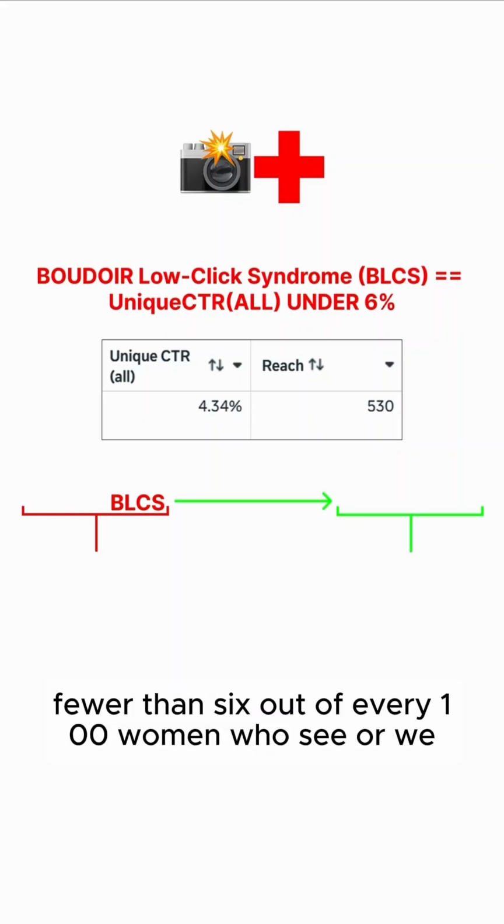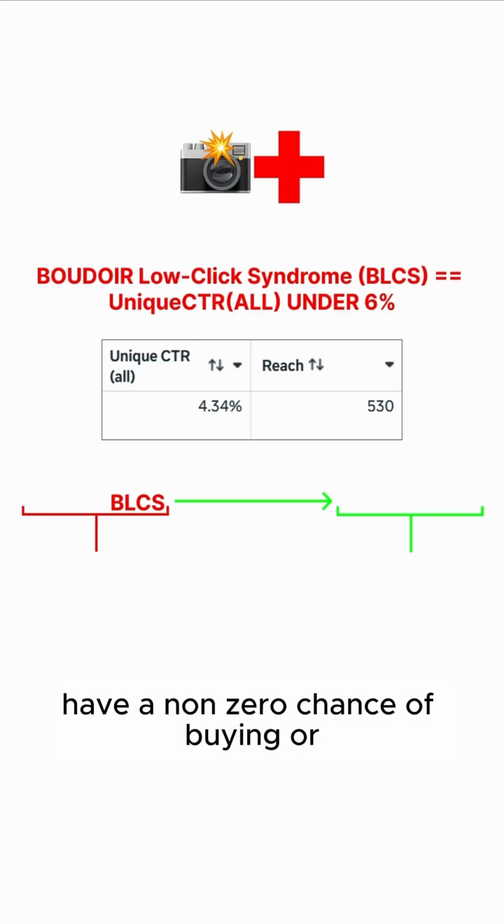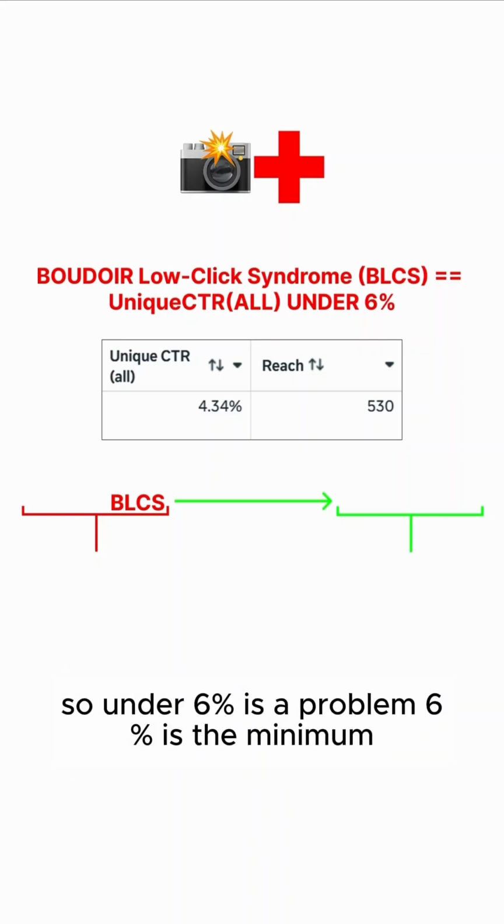which means fewer than 6 out of every 100 women who see our ad, or who we pay to get our ad in front of, have a non-zero chance of buying, or a chance higher than 0% of buying from us. So under 6% is a problem.